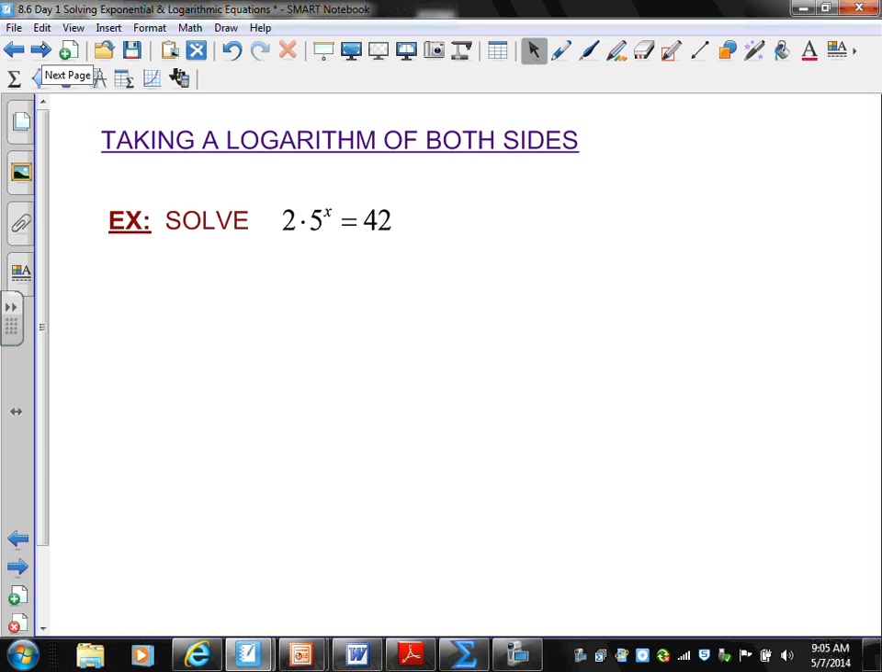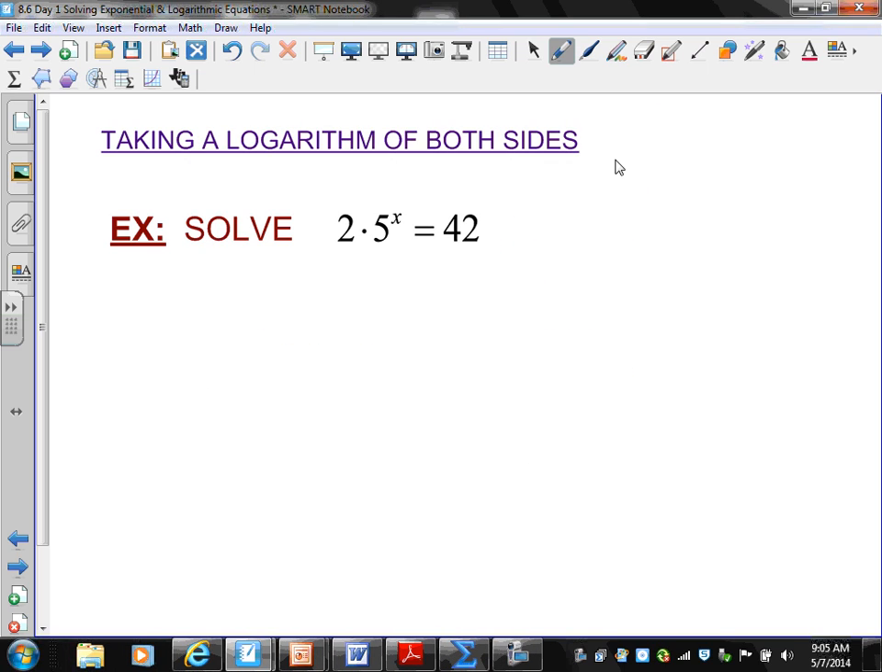This tends to be more of the type of exponential equation that we're going to see. We have 2 times 5 to the x equals 42. So notice how there's just one x. And just like any other equation that we've seen so far this year, when you have just one x, we just want to unwrap. So think about what happens when you put in something for x. Well, the first thing you do is you do 5 to the x. And then you're going to multiply by 2, right?